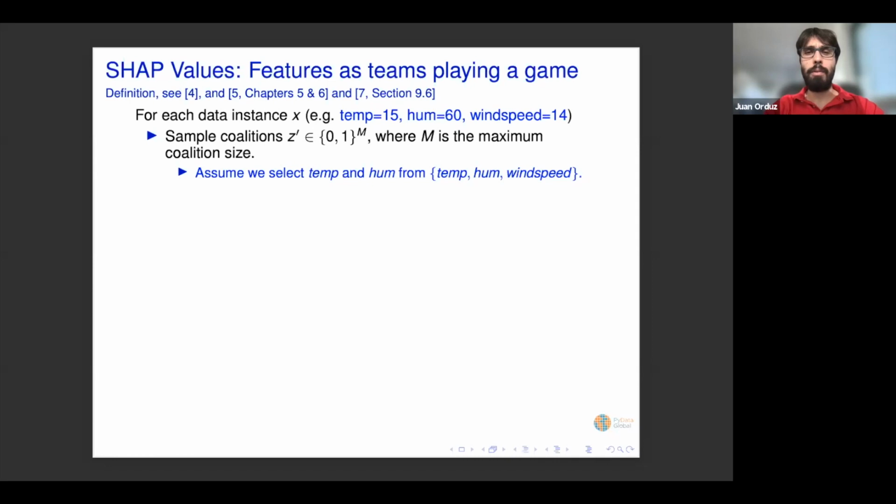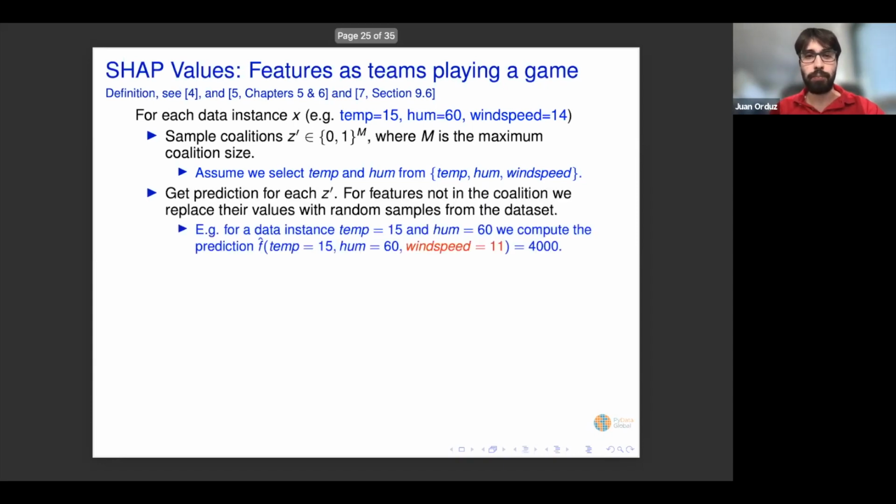And what is important is that we cannot weight all teams the same if they have different numbers of team members. So SHAP values are actually not a ranking for features, but I can generate a SHAP value for each data instance. So for simplicity, let us assume that our count model has only 3 features: temperature, humidity, and wind speed. And we're going to compute the SHAP value for this specific data instance, and we have 15, 16, and 14. So the first thing that I do is I sample a coalition, meaning a team. So it's a subset of these features. And let us assume that I just take temperature and humidity.